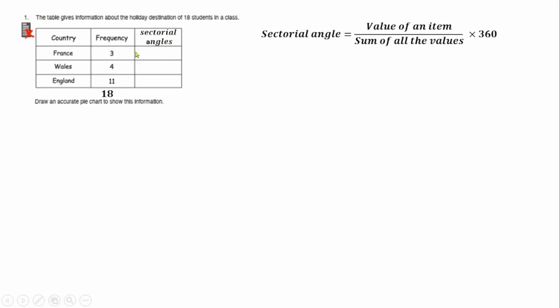Then how do we do that? For the first one, the value for France here is 3. So that means you have 3 over 18 multiplied by 360, to get the angle for France. 18 can go into 360, that gives us 20. 20 times 3 gives us 60. So that means 60 degrees is the sectorial angle for France. So you'll be having 60 here.